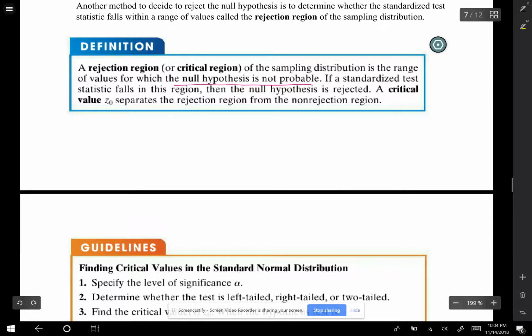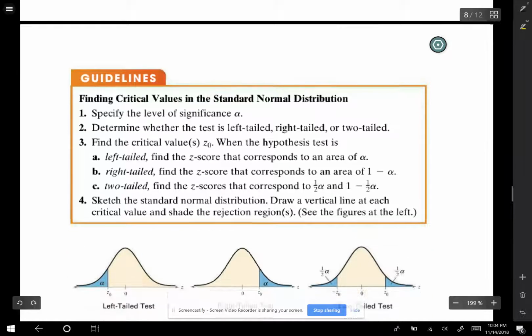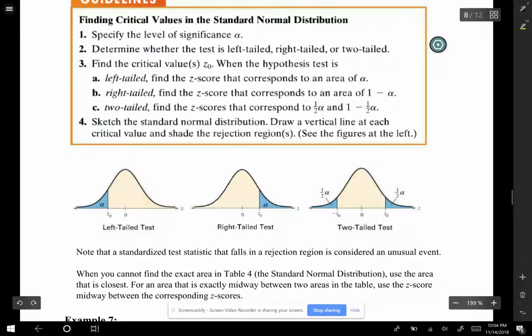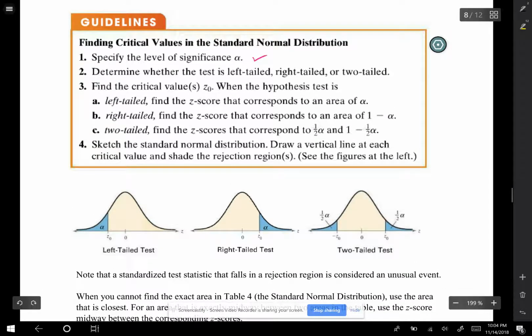If the standardized test statistic falls in this region, then the null hypothesis is rejected, and we have a critical value z sub 0 that separates the rejection region from the non-rejection region. So here are our guidelines for doing this. Specify the level of significance, which they tell us in the test or in the problem. Determine whether we're doing a left-tailed, right-tailed, or two-tailed test.